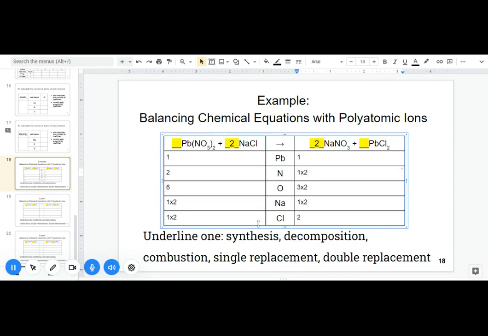And now if we look, the chlorine is balanced, the sodium is balanced, the oxygen is balanced, the nitrogen is balanced, and the lead is balanced.